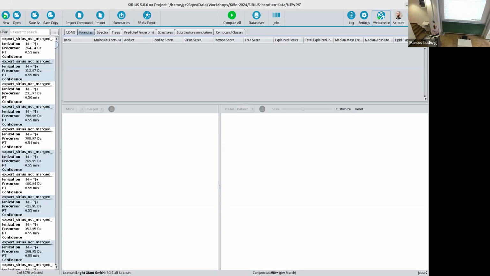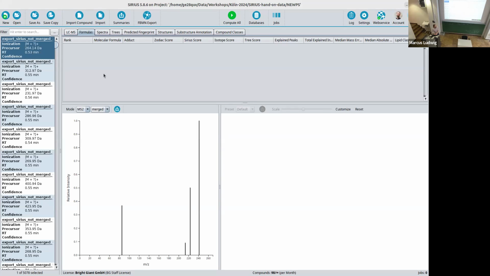Assume we now have the imported files. Basically, here we start. We have some, yeah. More MS2 more MS2 spectra in the MGF export.